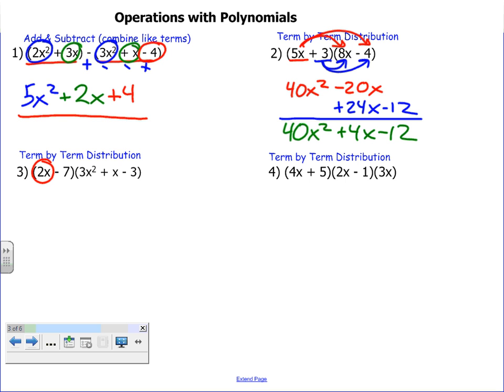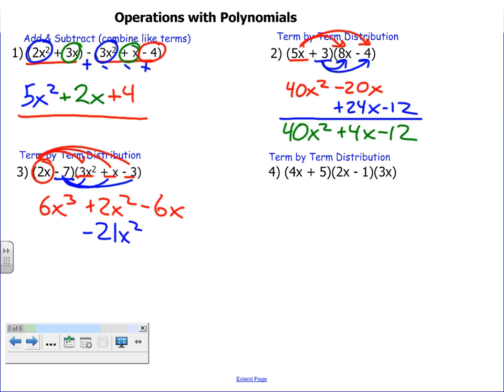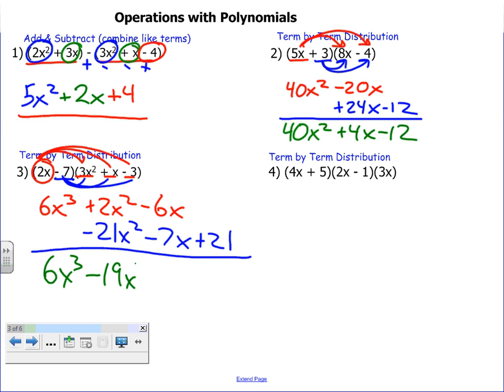Notice I'm going to take the first term and multiply it by each one of those terms. So I'm going to have 6x cubed. Next term, 2x squared. Next term, negative 6x. I'm going to now look at the negative 7, and multiply it by all 3 terms. So we have negative 21x squared. Notice I stack up the x squared. So I'm going to find where does it go? X squared right there. And we go negative 7x and then positive 21. Again, combine all like terms. So we have 6x cubed minus 19x squared minus 16x plus 21.